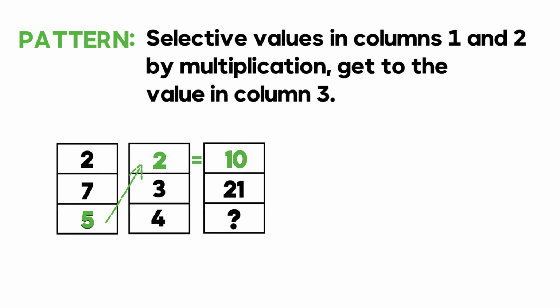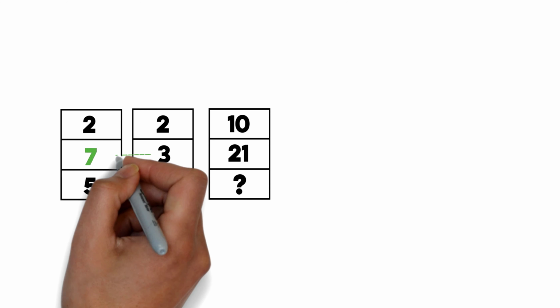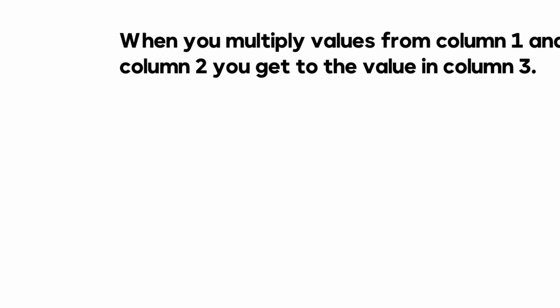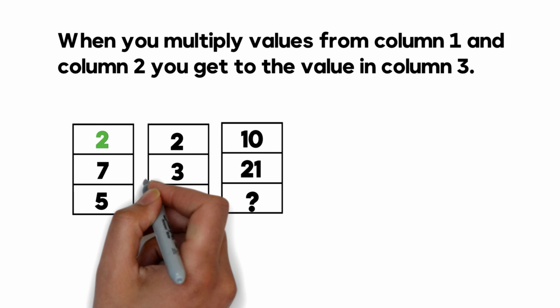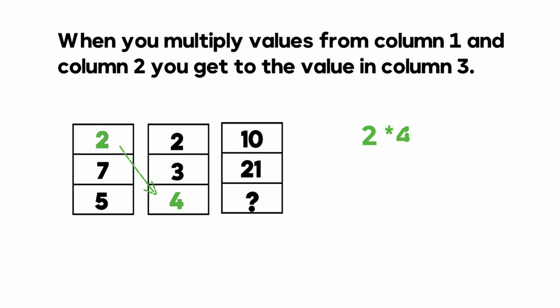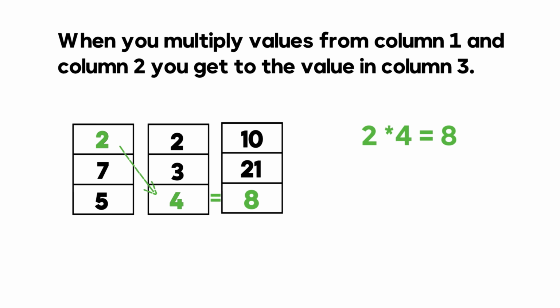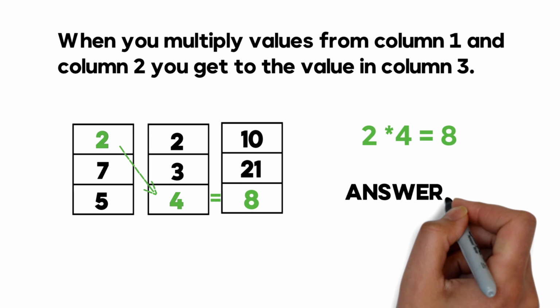If we multiply 5 by 2, we get to the value of 10. Second set of values, represented by the middle row: 7 multiplied by 3 equals 21. So the missing value here can be calculated by multiplying 2 by 4, and the end result would be equal to 8. So the correct answer to this problem is choice A, 8.